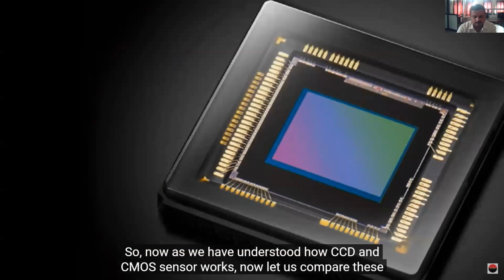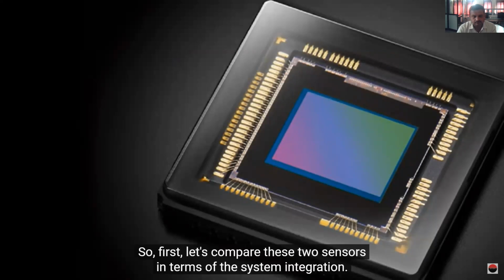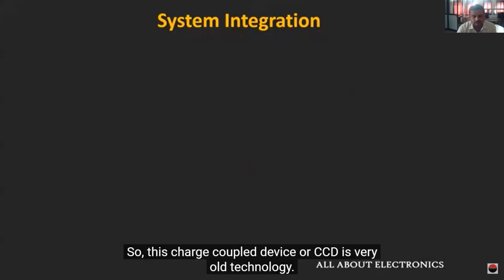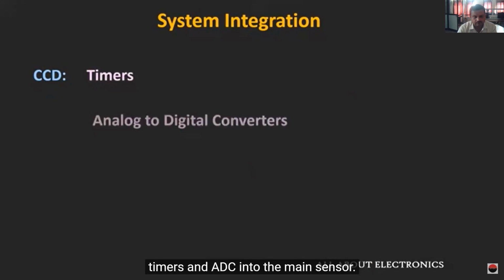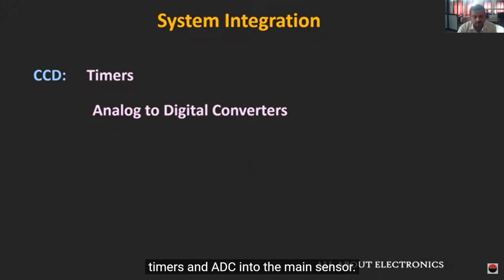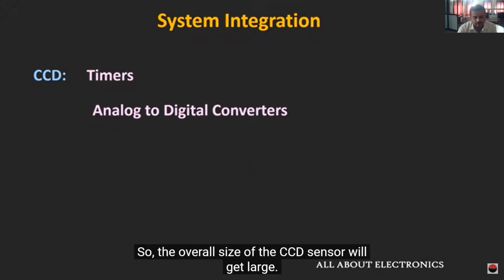So now as we have understood how the CCD and the CMOS sensor work, let us compare these two technologies. First, let us compare these two sensors in terms of system integration. The charge coupled device or CCD is a very old technology. In this technology, it is not possible to integrate the peripheral components like timers and ADC into the main sensor. So for these peripheral circuits, you will require an additional chip. So the overall size of the CCD sensor will get large.